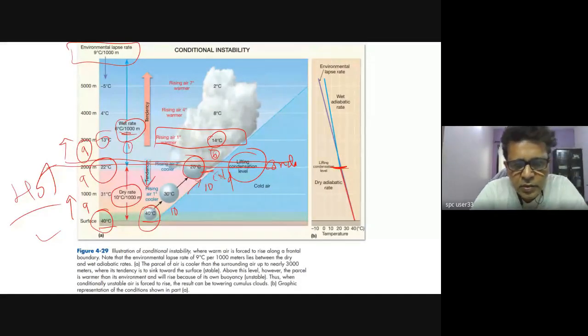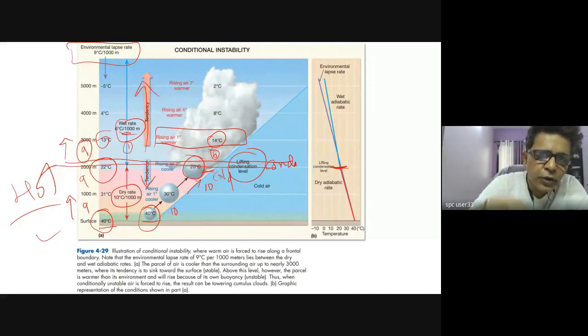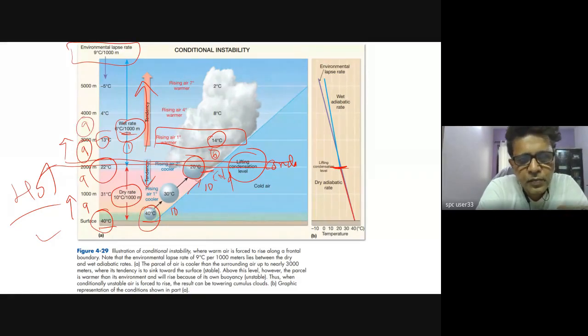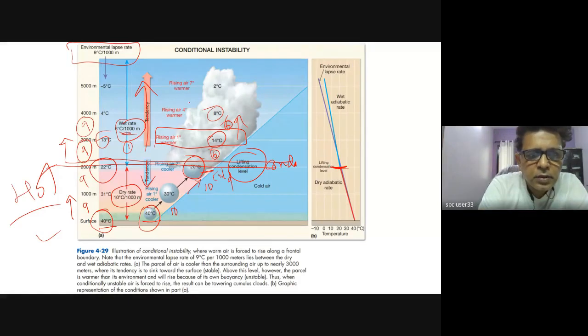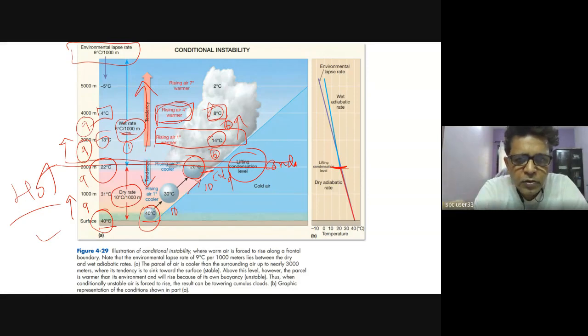Just 1 degree, but still it is warmer. So the tendency starts going up. You climb another 1,000 meters. This falls from 13 degrees to 4 degrees, another 9 degrees. But this is climbing by the wet adiabatic lapse rate, so this will fall by 6 degrees. From 14, it will come down to 8 degrees. This is 4 degrees centigrade and this is 8 degrees centigrade, so this is going to be 8 minus 4. This is going to be warmer. So the tendency is going to go up.